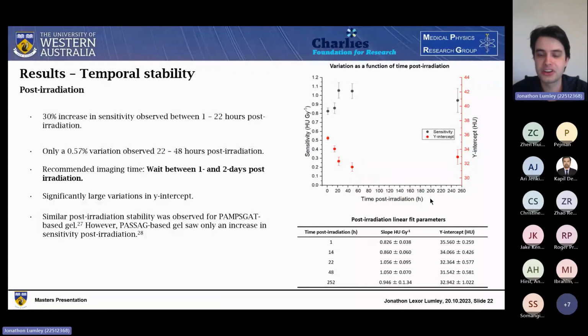In terms of comparing to other AMPS-based gel dosimeters, the post-irradiation stability was very similar to a gel called PAMSCAT, whereby we saw a rapid increase within the first day, followed by a gradual reduction, whilst a different passage-based gel saw only an increase in sensitivity from 1 hour to 30 days. It is noted, however, that both these gels were imaged using MRI.